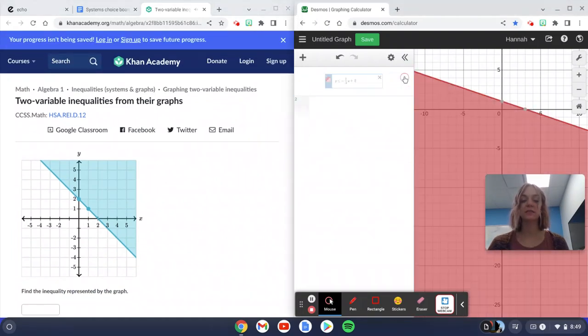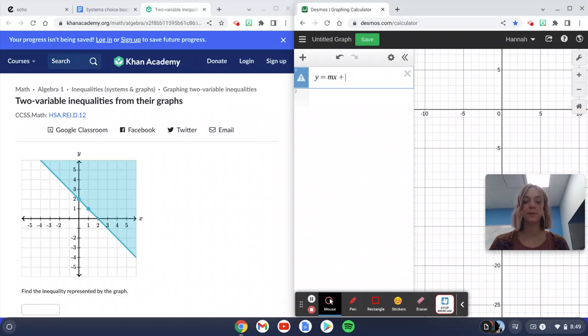So again, using the standard form y equals mx plus b, I see that my graph crosses the y-axis right here at 2, so it's going to be plus 2. And then if I'm looking at my slope, I go down 1 and over 1. Now I'm going down 1, so it's negative. Running 1, so it's over 1.